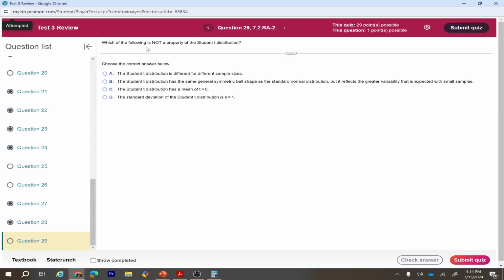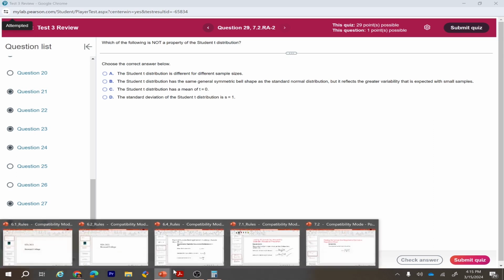Which of the following is not a property of the Student t-distribution? The Student t-distribution is different for different sample sizes. That's right. The Student t-distribution has the same general symmetric bell shape as the standard normal distribution, but it reflects the greater variability expected in small samples. It has a mean of t equals 0. The standard deviation of the Student t-distribution is 1.